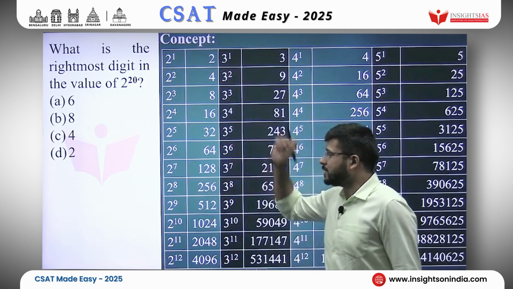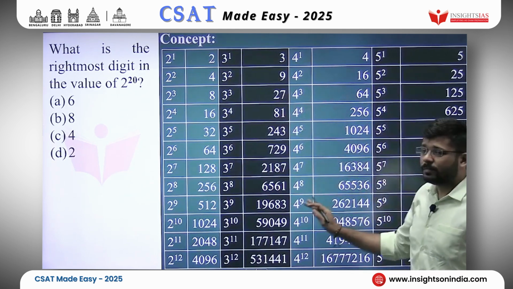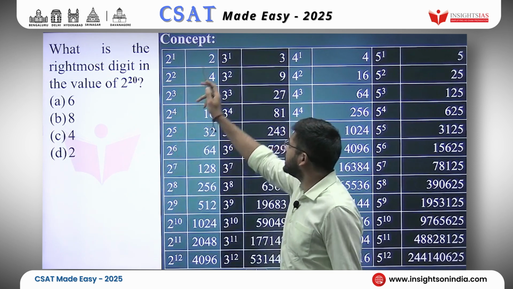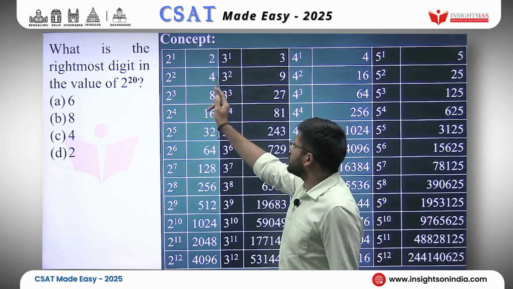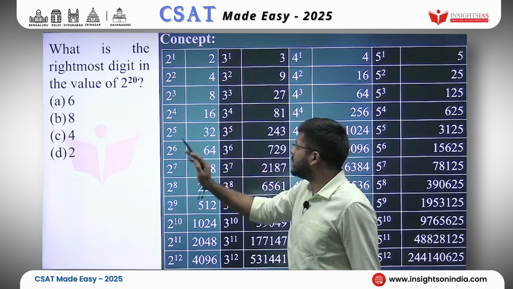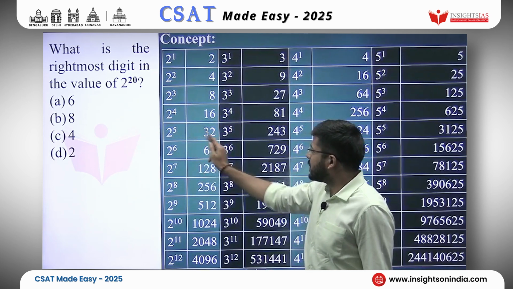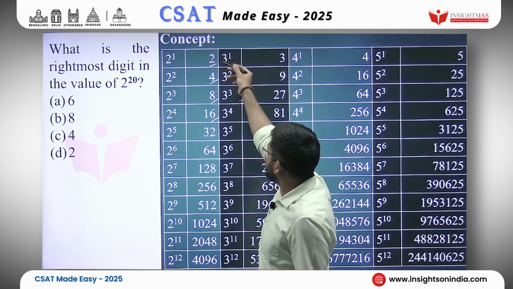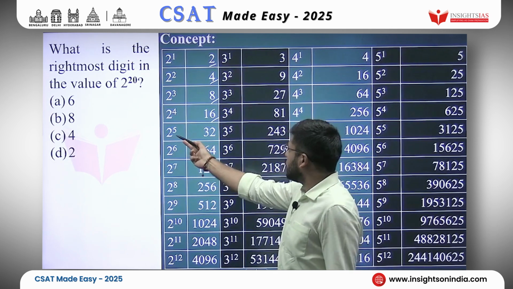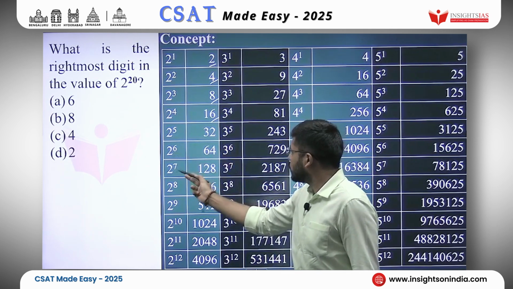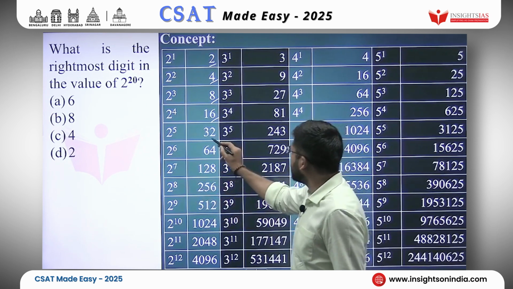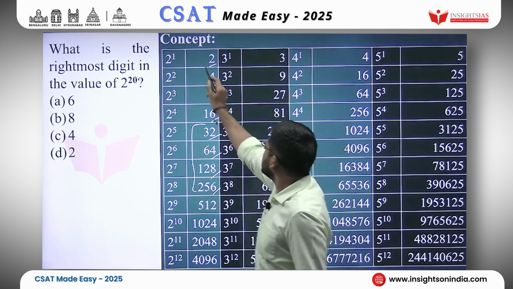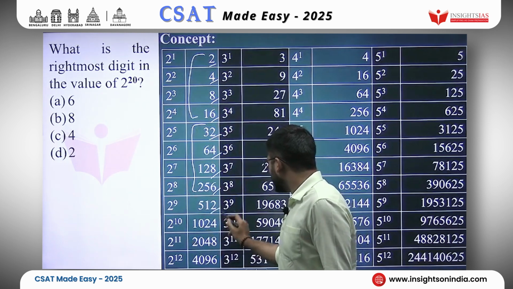The concept behind this question is this. Look at this table. When you raise 2 to the power of 1, that is when you keep 2 as it is, the last digit is 2, 2 square is 4, 2 cube is 8, and 2 to the power of 4 is 16, and then 2 to the power of 5 is 32. But observe the last digits. It was 2, 4, 8, 6 here, then 2 to the power of 5 is 32, 2 to the power of 6 is 64, 2 to the power of 7 is 128, and 2 to the power of 8 is 256. Again you get the last digits to be 2, 4, 8, 6.